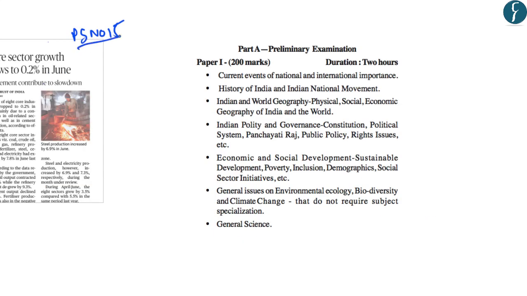Now, this article on page number 15 highlights that the growth of 8 core industries has dropped to only 0.2% in the month of June. And this slowdown in the growth in the core sectors has been mainly due to a slowdown in the petroleum oil sector as well as the cement production sector. So, in this article, let us try to understand what is meant by the index of 8 core industries and who releases this index. This is important for us from the preliminary examination point of view under the topic economic development.